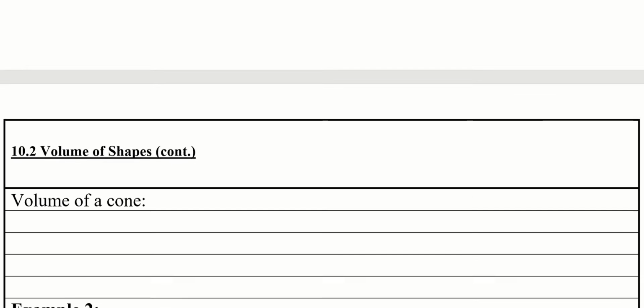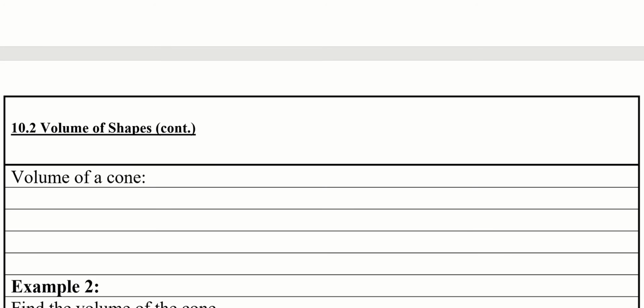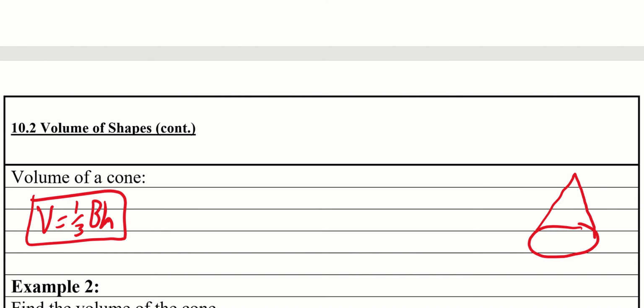Similar kind of concept with a cone. A cone is just a pyramid that has a circular base. So for instance here, same kind of idea. We're going to say volume equals 1/3 the area of the base times the height. So same exact equation. It's just 1/3 of what I would normally find.